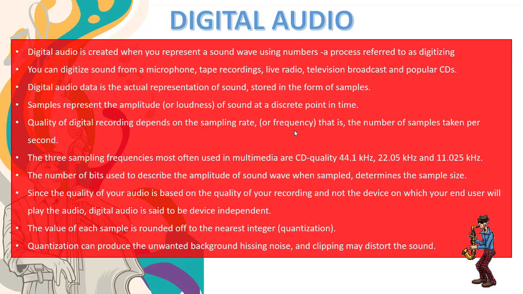The value of each sample is rounded off to the nearest integer quantization, and if the amplitude is greater than the intervals available, clipping of the top and bottom of the wave occurs. Quantization can produce an unwanted background hissing noise, and clipping may severely distort the sound.